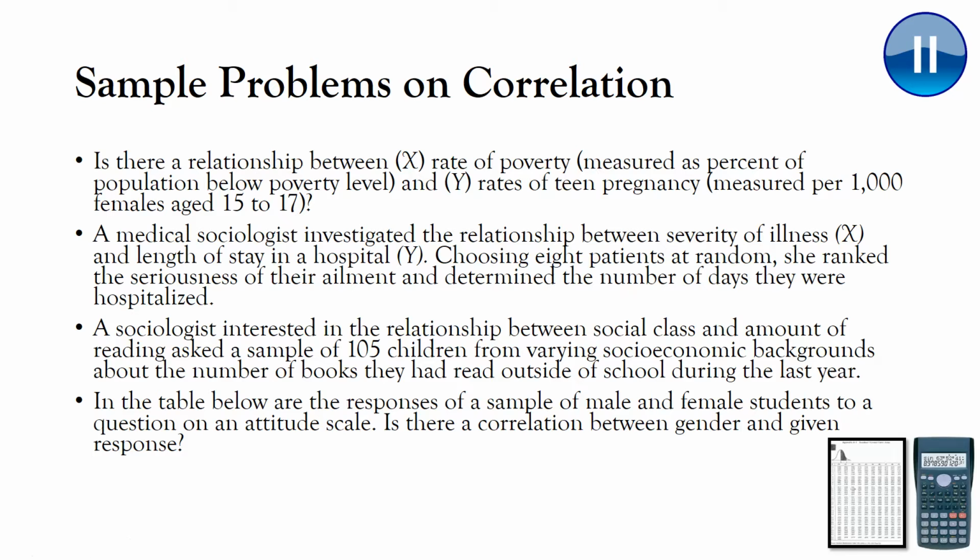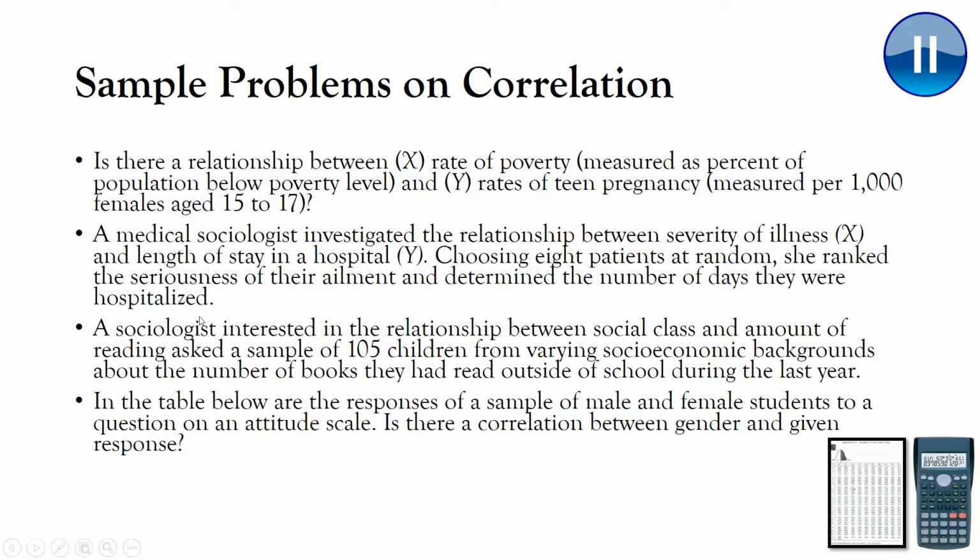It was possible for the medical sociologist to classify people and order them based on the seriousness of their ailment. And because we will use Spearman's rank, we also need to rank them based on the number of days they were hospitalized. Now this is interval data, but because the other one has been ranked, we might not have access, for instance, to their original scores on their severity of illness. What we can do is also rank the other variable Y.